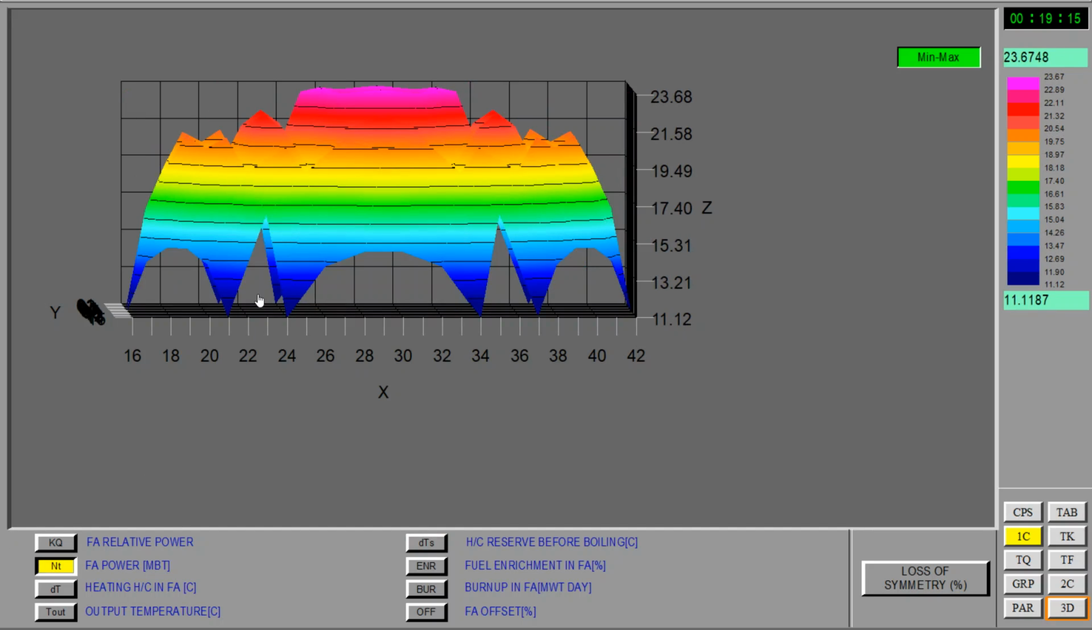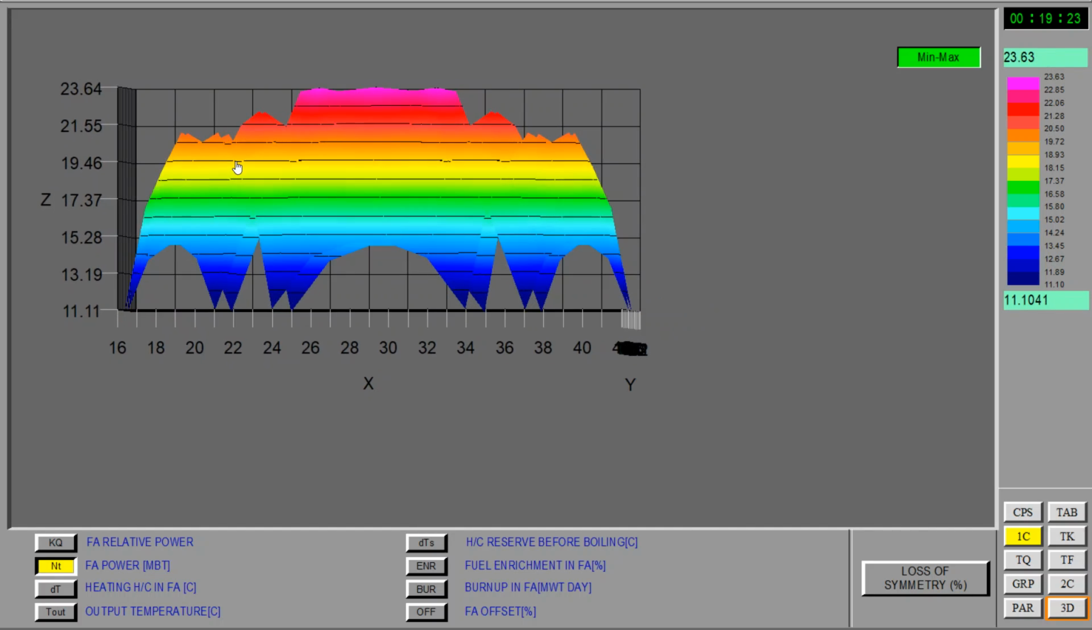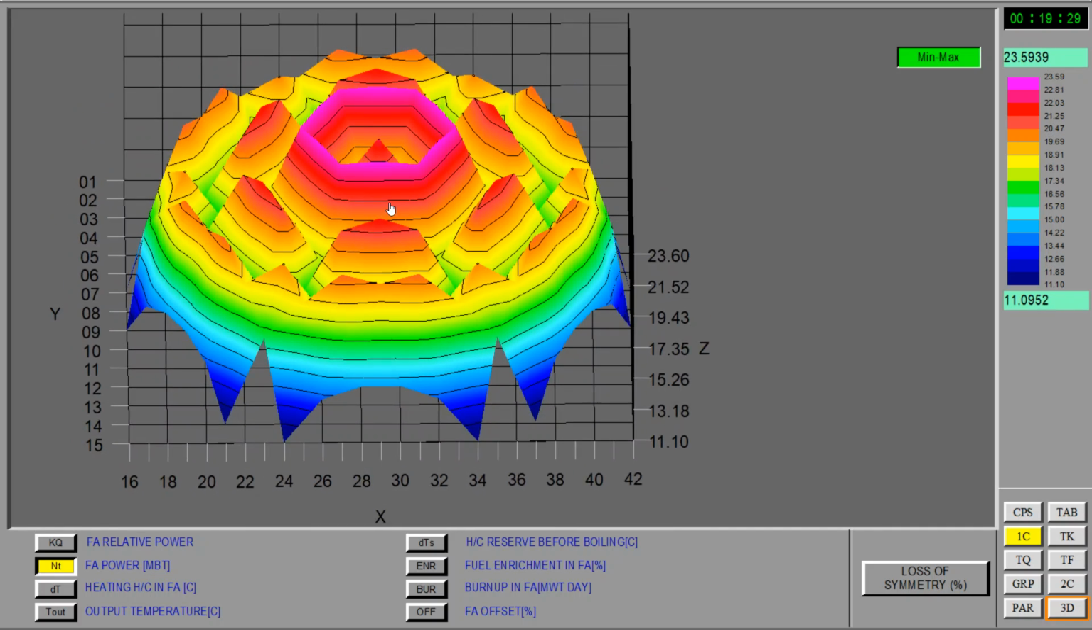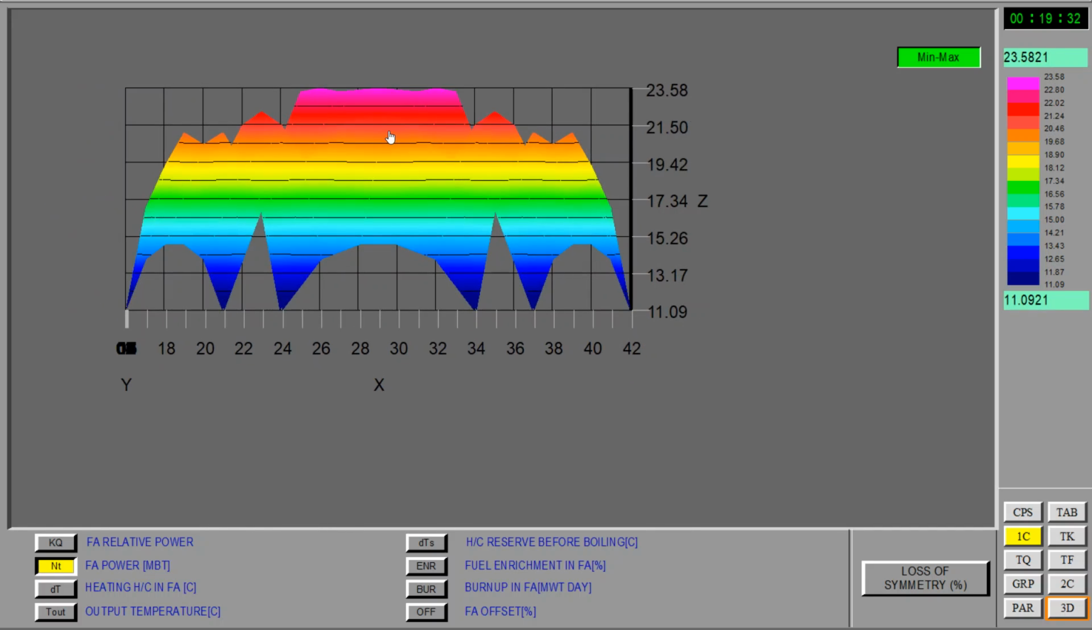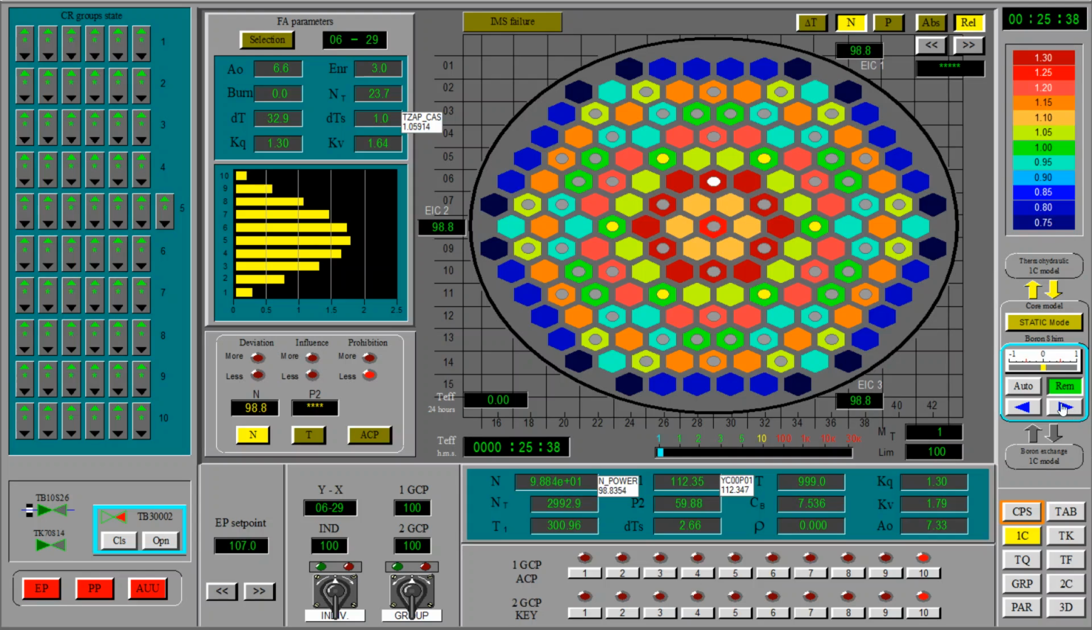And let's see the absolute power. We still have the same value at the top, 23.60 something. And we have some distortion here because we have been moving rods. I will keep decreasing boron. I will try to go a bit farther from the 100% nominal power, but no more than 102, because otherwise I will create some alarm.